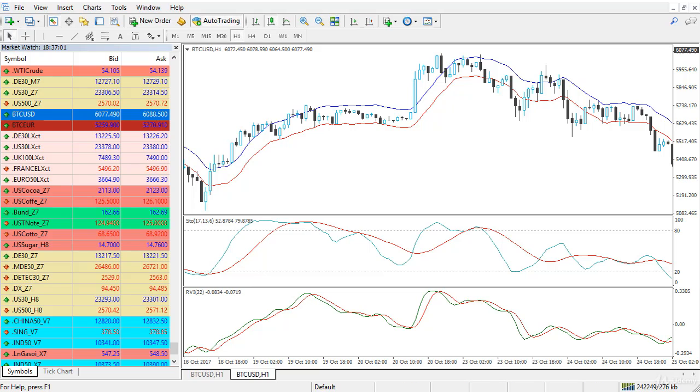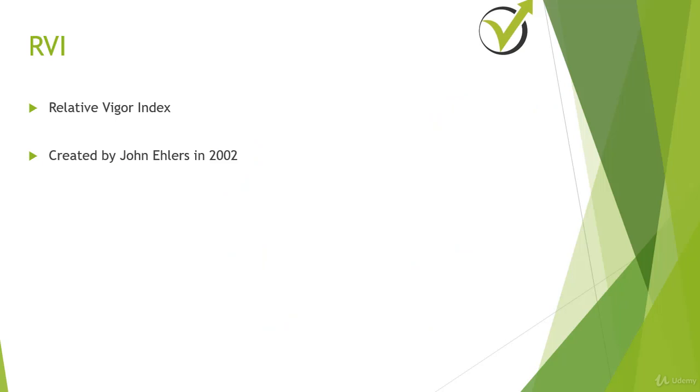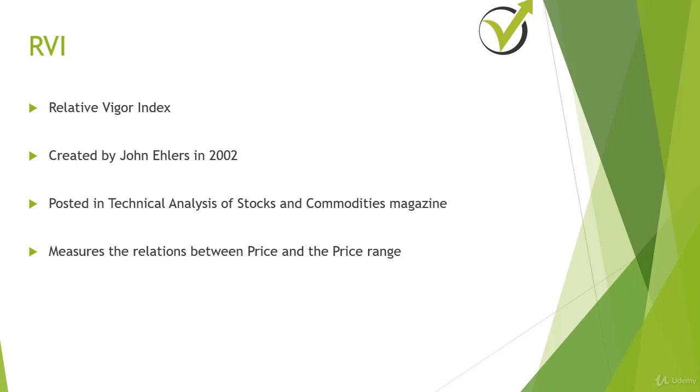Okay, so the relative vigor index, one more time, is a pretty new indicator from this century. It was posted in Technical Analysis of Stocks and Commodities magazine. So you see one more time, these indicators are created for stocks and commodities, most of them. It measures the relation between price and the price range.